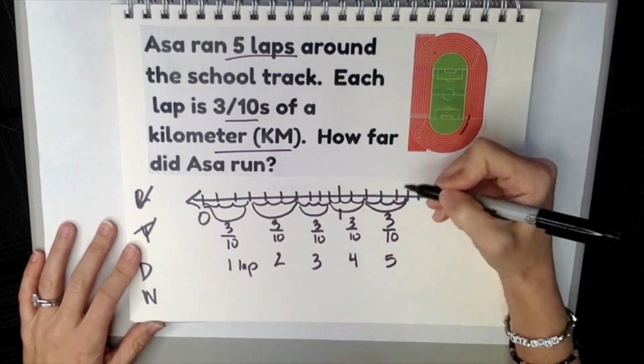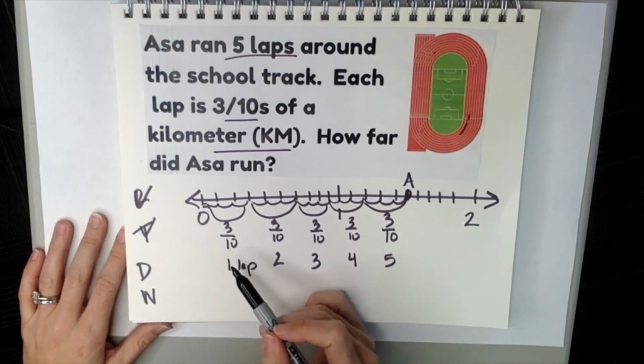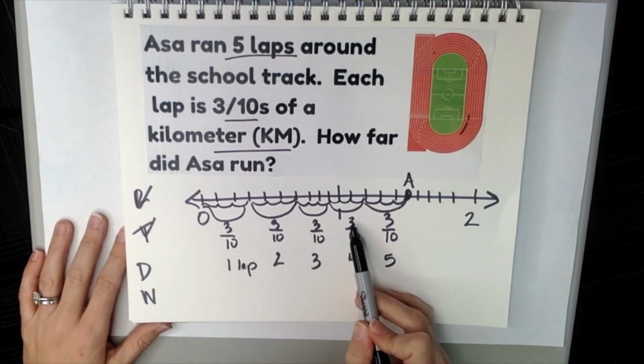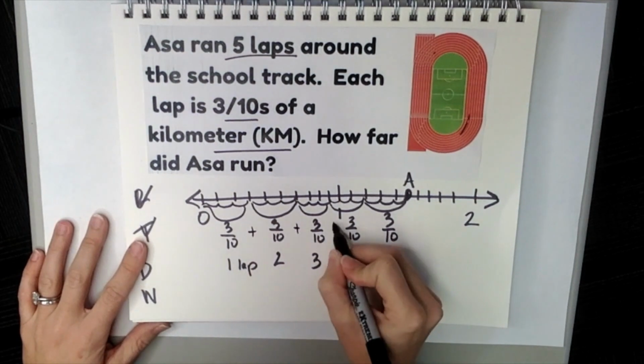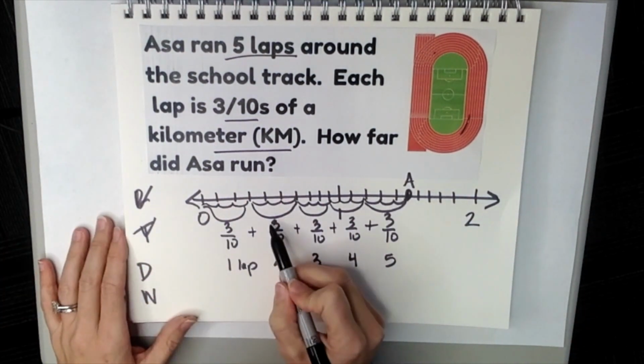So this is where the total distance would be. So let's figure that out. 3/10, 3/10, 3/10, 3/10, 3/10. So we could add these. We could count 1, 2, 3, 4, 5.